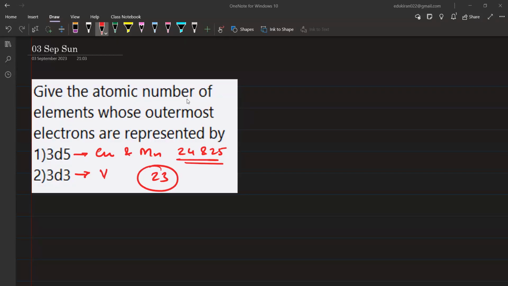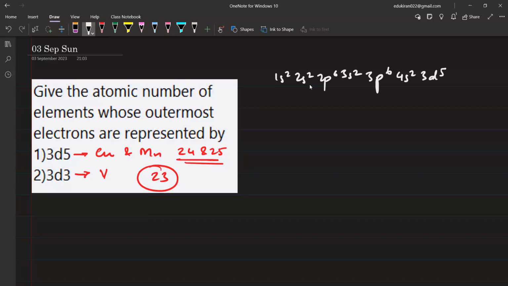Do you want me to explain how to do it? Yes, sir. Fine. So 3d5 means the inner shell electrons are filled, right? Before 3d5, everything is filled, that is the second shell and the first shell. So 1s2, 2s2, 2p6 are all filled. After 2p6 we have 3s2, 3p6. Then we have 4s2, 3d5, right?